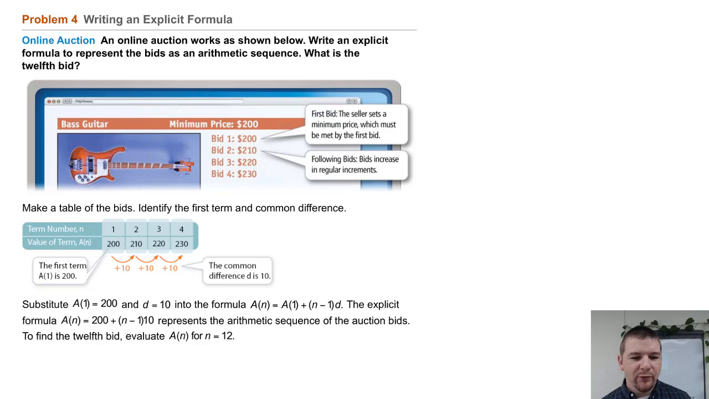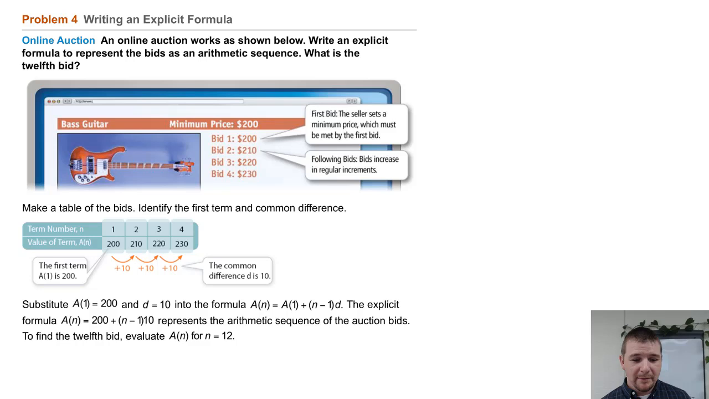Substitute a of 1 equals 200 and d equals 10 into the formula. A of n equals a of 1 plus the quantity n minus 1 times d. The explicit formula a of n equals 200 plus n minus 1 times 10 represents the arithmetic sequence of the auction bids.